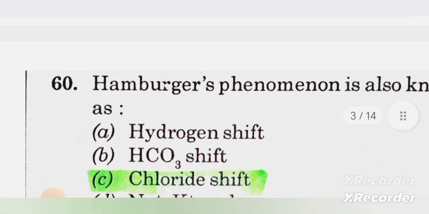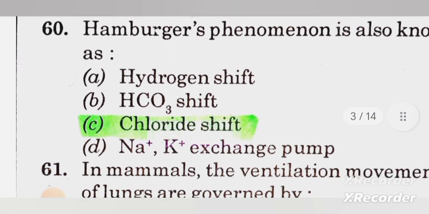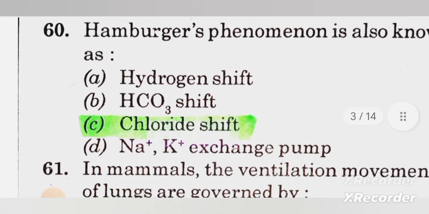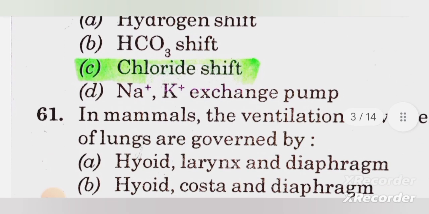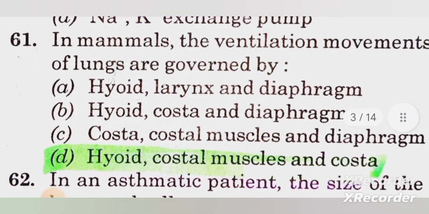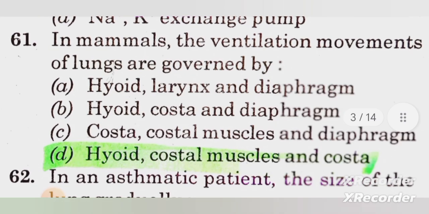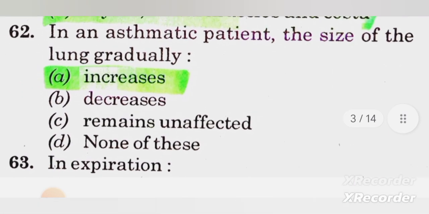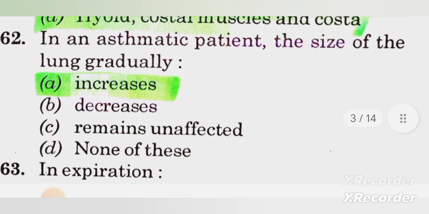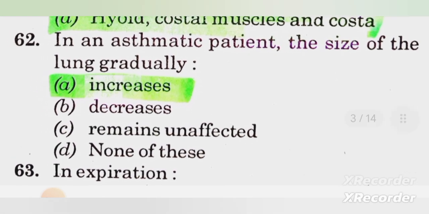Next, 60. Hamburger's phenomenon is also known as chloride shift. Answer C. Next, 61. In mammals, the ventilation movements of lungs are governed by, answer D, hyoid, costal muscles and costa. Next, 62. In an asthmatic patient, the size of the lung gradually, answer A, increases.